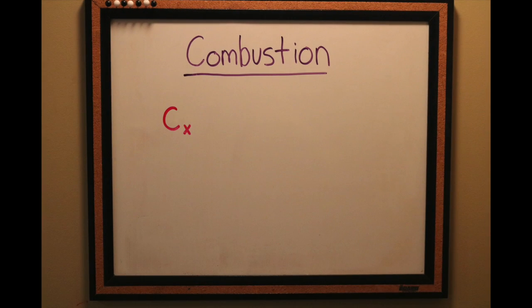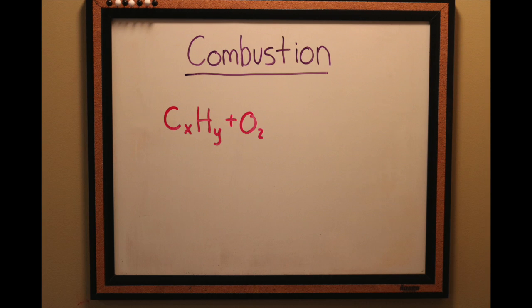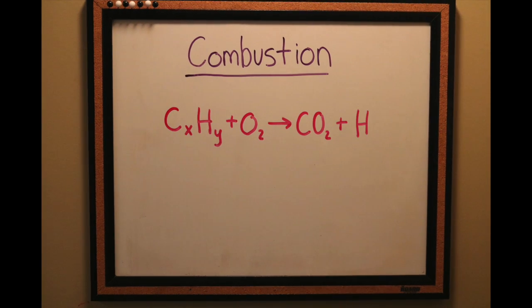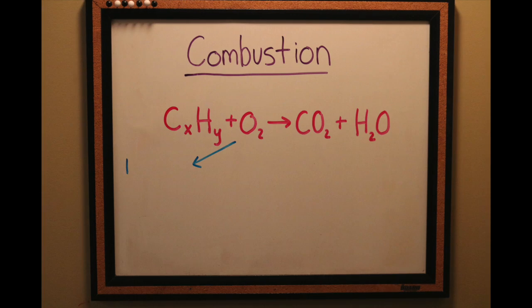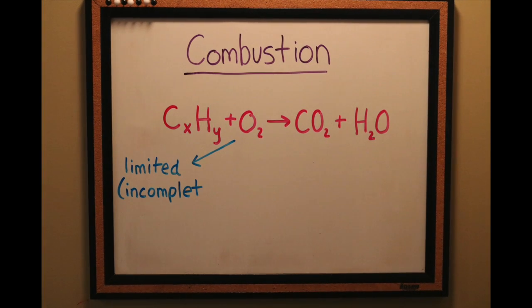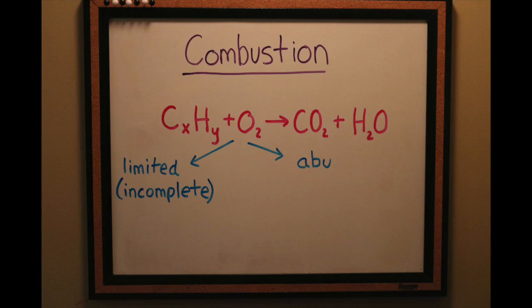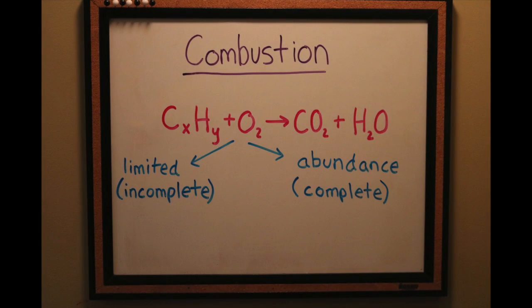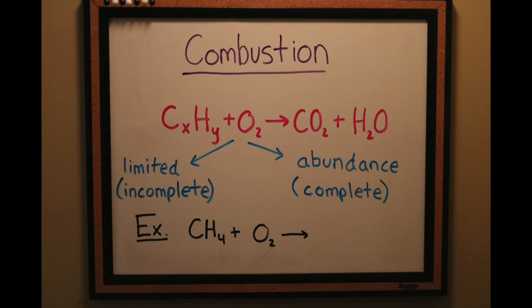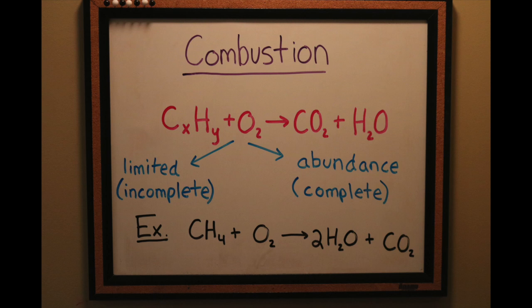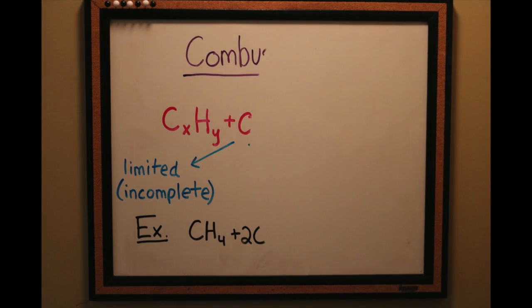Combustion. CxHy plus O2 yields CO2 plus H2O. If there is a limited amount of O2, the reaction will be incomplete. If there is an abundance of O2, the reaction will be complete. An example is CH4 plus O2 yields H2O plus CO2. Then you balance. There are 4 hydrogens on the left, so you add a 2 in front of H2O. Now there are 4 oxygens on the right, so you add a 2 in front of O2.